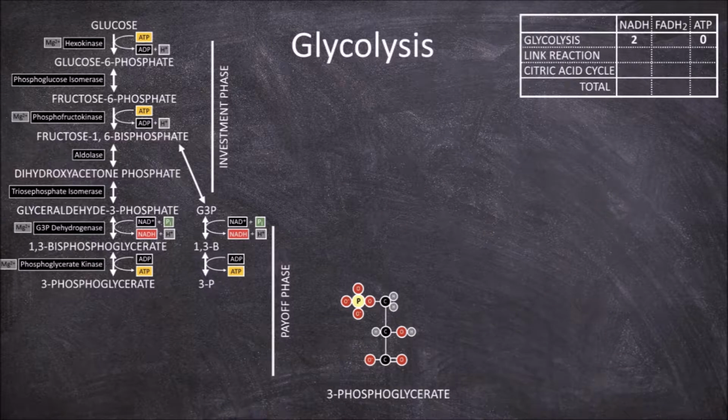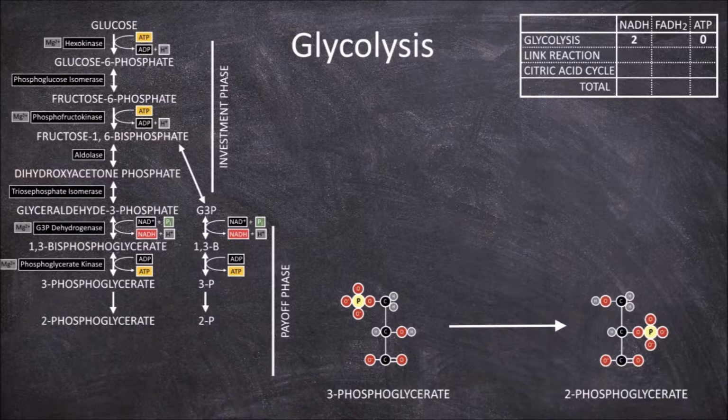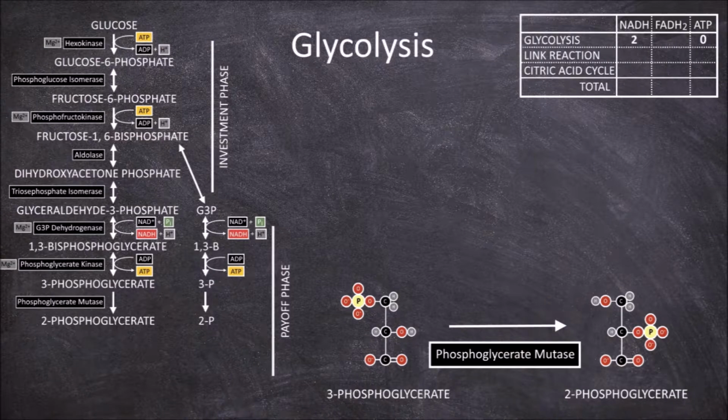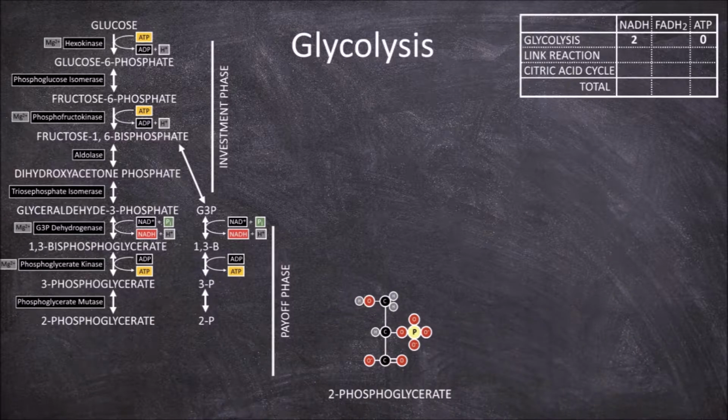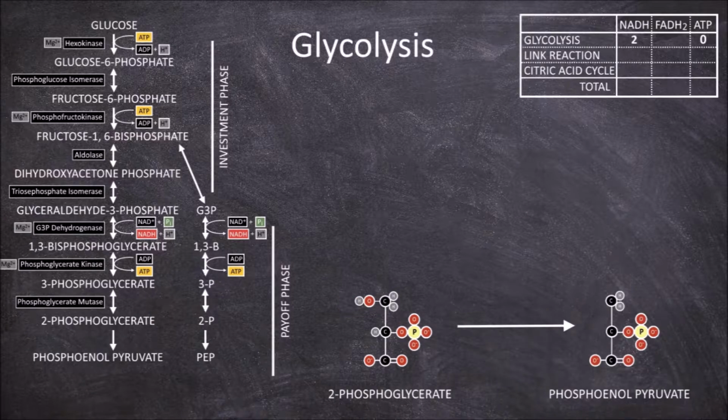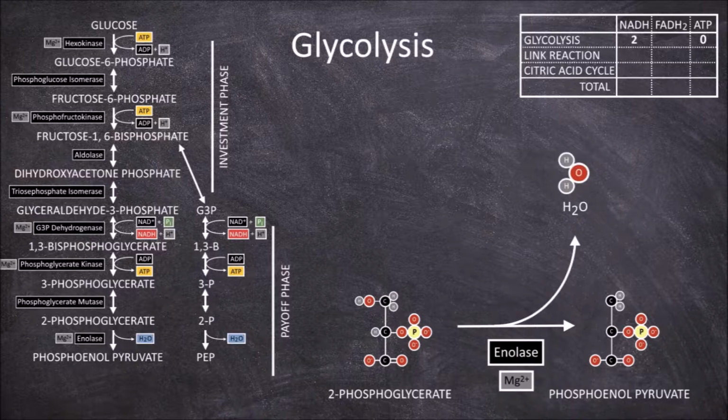The eighth step involves the conversion of 3-phosphoglycerate into 2-phosphoglycerate using the enzyme phosphoglycerate mutase. This process involves shifting the phosphate group from one carbon to another. This reaction is also reversible. The ninth step involves the conversion of 2-phosphoglycerate into phosphoenolpyruvate, or PEP for short, using the enzyme enolase and the cofactor magnesium. This process involves releasing a water molecule each time. This reaction is also reversible.